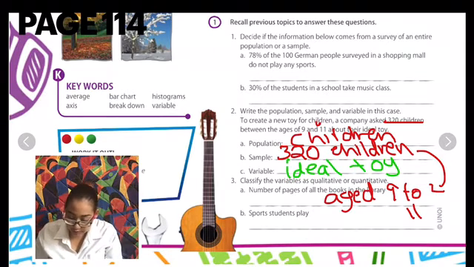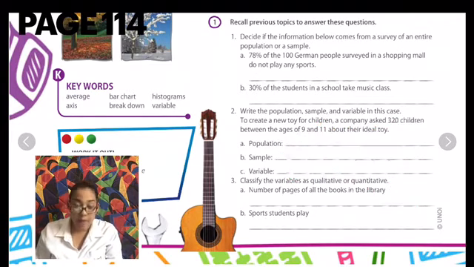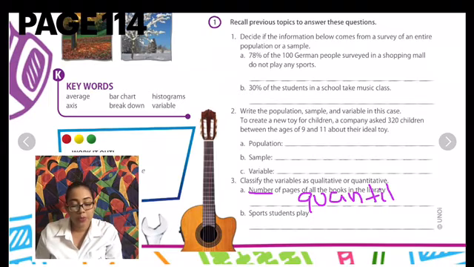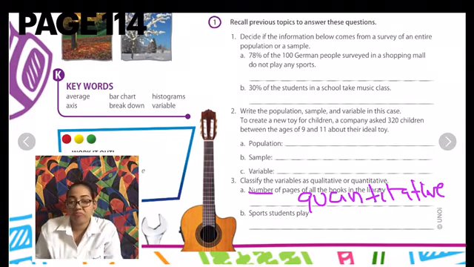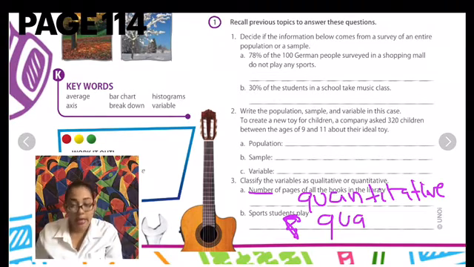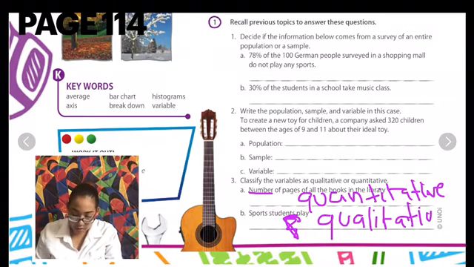Let's see number 3. Classify the variables as qualitative or quantitative. Number of pages. Here's a clue: number. It's referring to a number, so it's quantitative, and you're going to write it down. Now, letter B, sports students play. Sports, only in general. So they're talking about qualitative. Quantitative and qualitative, okay? So now let's continue.